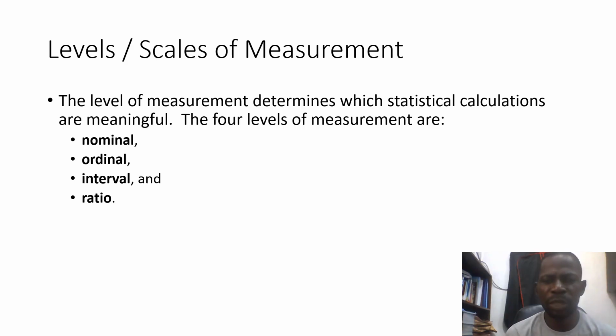The level of measurement determines which statistical calculations are meaningful. So basically, we will have 4 levels of measurement, in hierarchy from the lowest to the highest. The first is the nominal level of measurement, then the ordinal level, the interval level, and the highest of it all is the ratio level of measurement. We start with the first one, the nominal level of measurement.